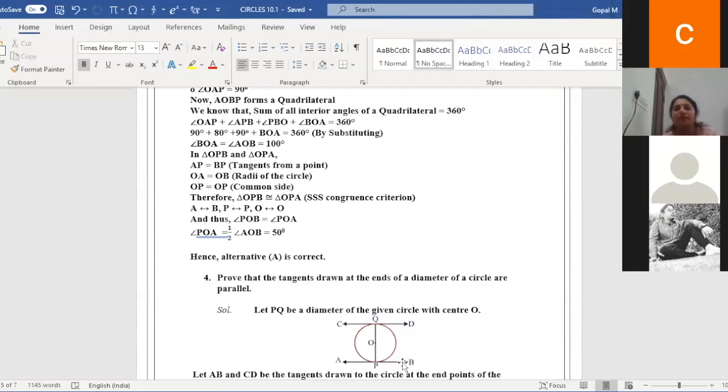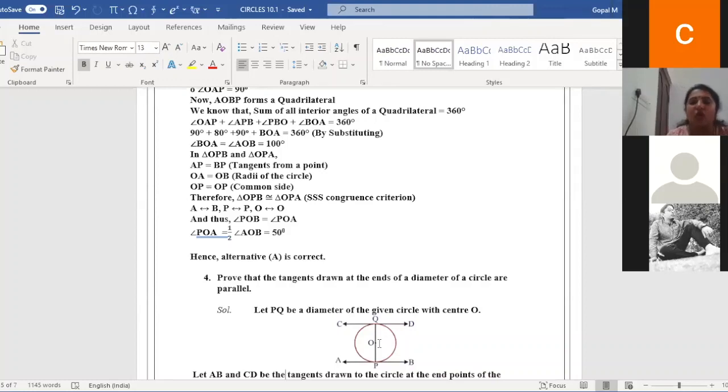Am I clear, children? Am I clear on this point? Prove that the tangents drawn at the ends of a diameter. So here PQ is a diameter and CD and AB are two tangents drawn at the ends of the diameter. Here we need to prove that CD is parallel to AB. Children, you have learnt in your previous class the lines and angles chapter, right? At least if it proves alternate angles or corresponding angles, if any one is proved, I can say CD is parallel to AB. Am I clear, children?